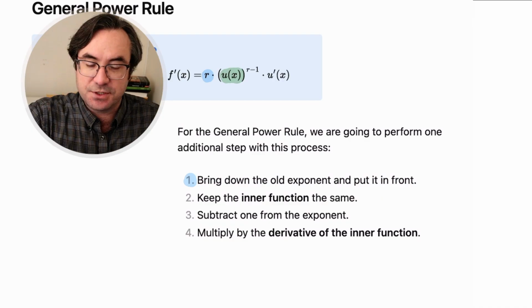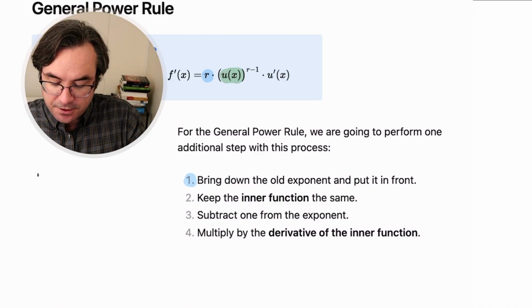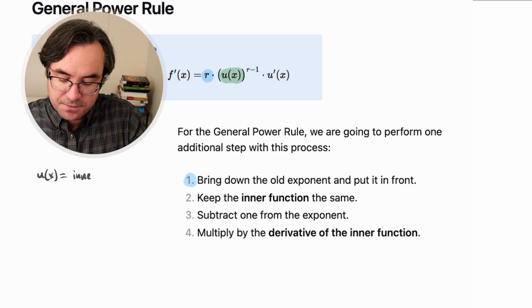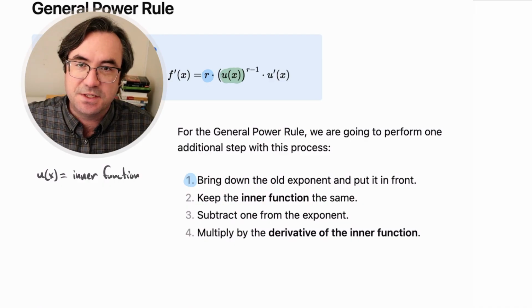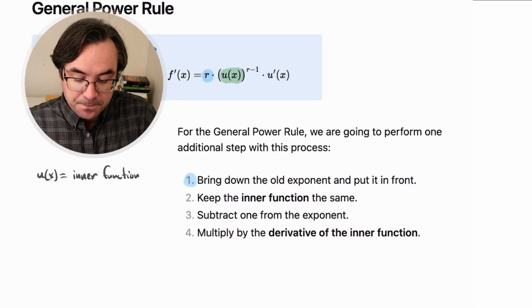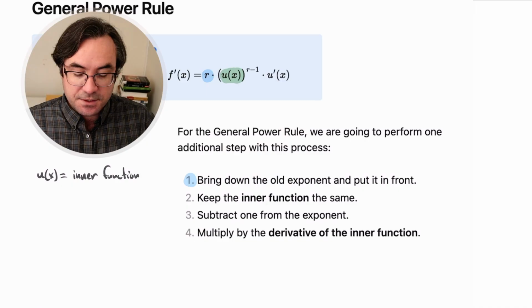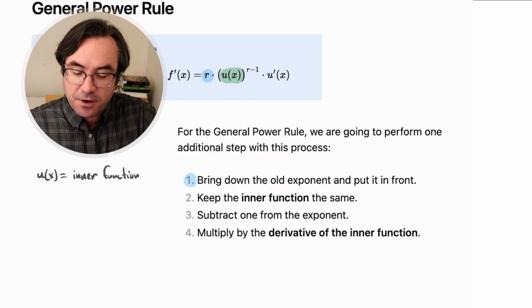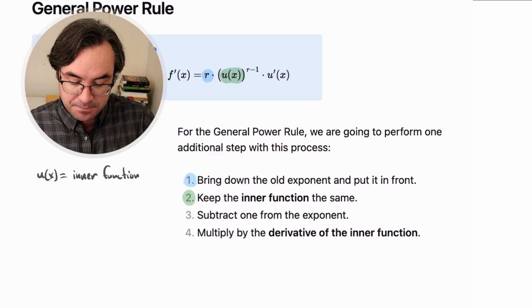A lot of times we call that stuff inside the parentheses the inner function. And the reason why is, well, it's inside the parentheses. So we're going to call that the inner function. So bring down r, put it in front. We keep the stuff that was inside the parentheses. We keep the inner function exactly the same. That's step 2.